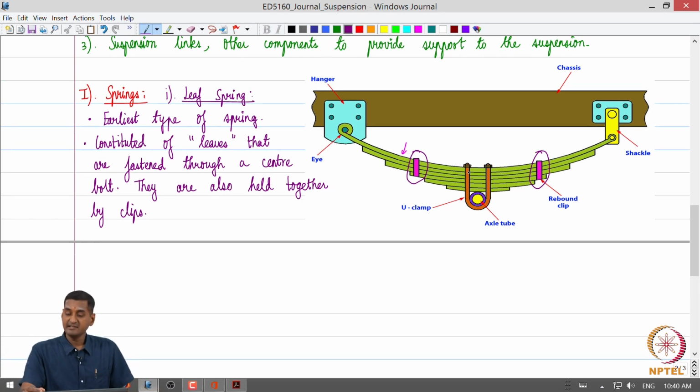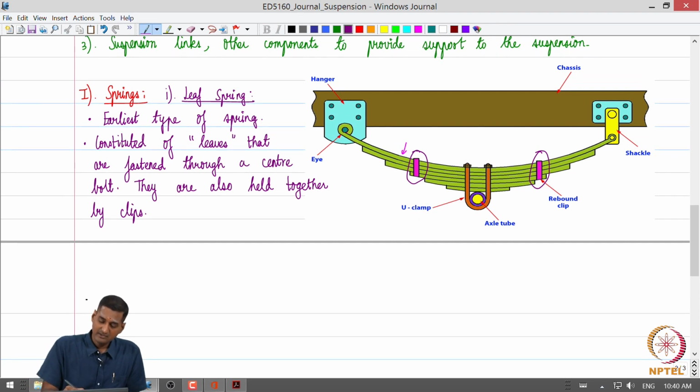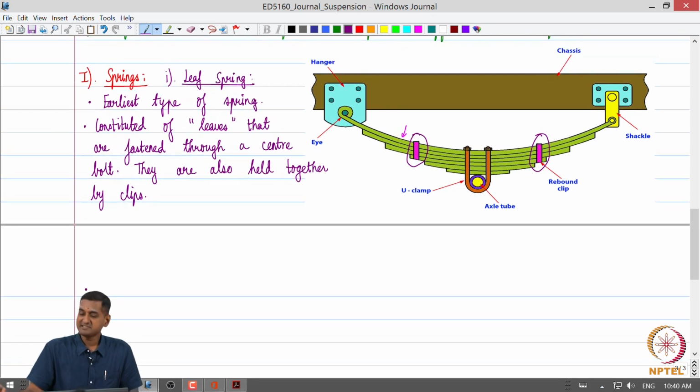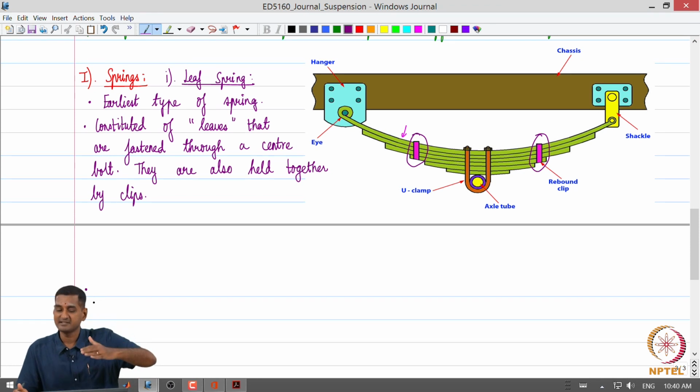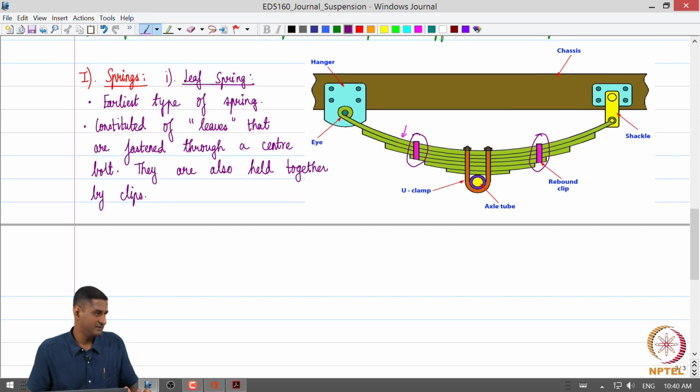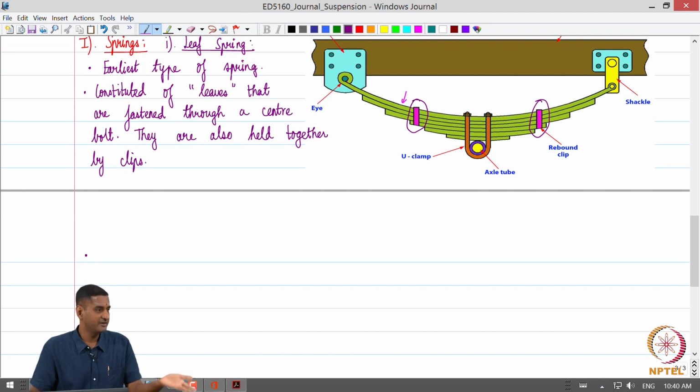Now, we can see that these clamps attach the leaf spring to the axle. When we come to rigid axle suspensions with the leaf springs, we will see more details on how they are attached to the axle, and as the wheel assembly moves up and down, because the wheels are fixed to the axle, right. As the wheels are displaced, the leaves of this leaf spring are going to deform and absorb the energy that is coming in due to these vibrations.